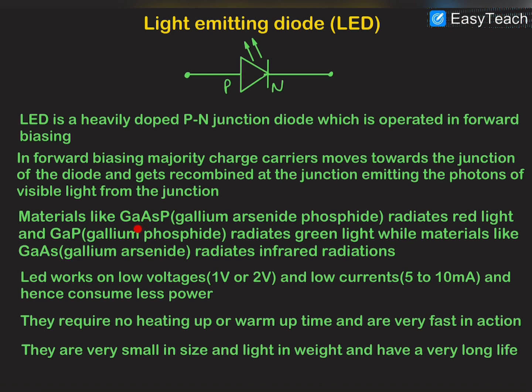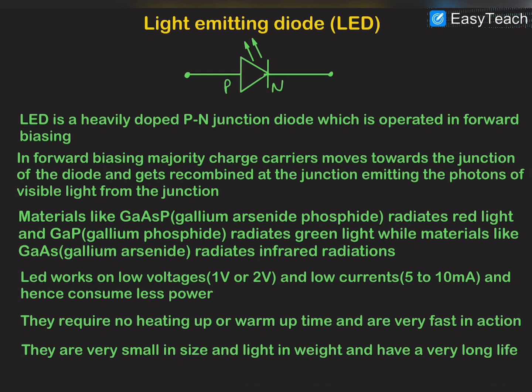If we are using gallium arsenic phosphide, then it radiates red light. If we are using gallium phosphide, then it radiates green light. And materials like gallium arsenide radiate infrared radiation. So the LED in our home TV remote control emits infrared radiation, and the base material used to make that LED is gallium arsenide.